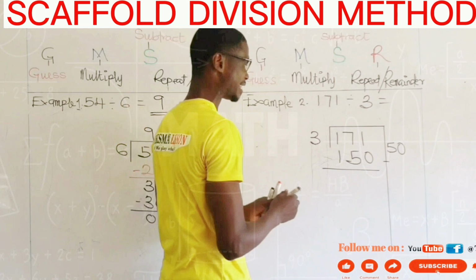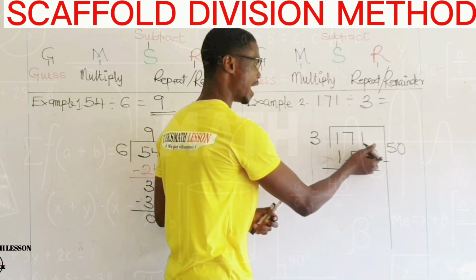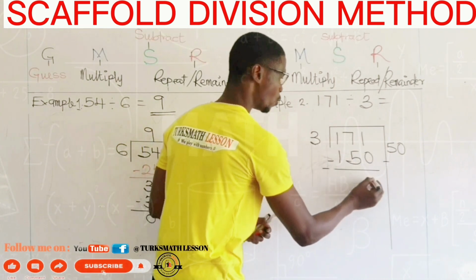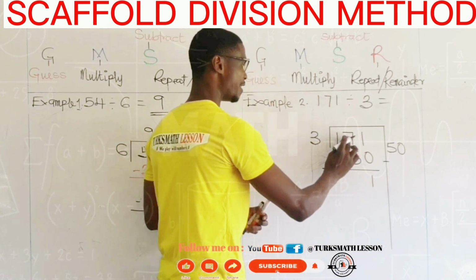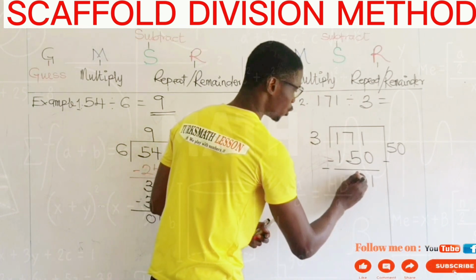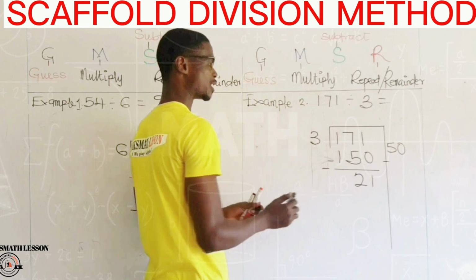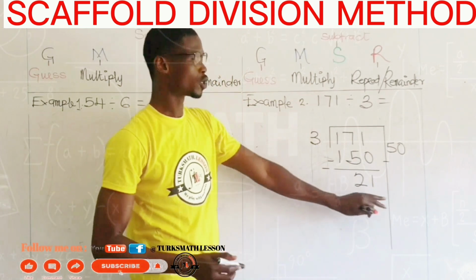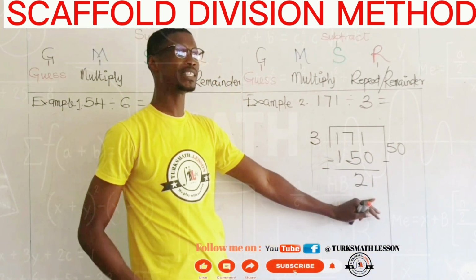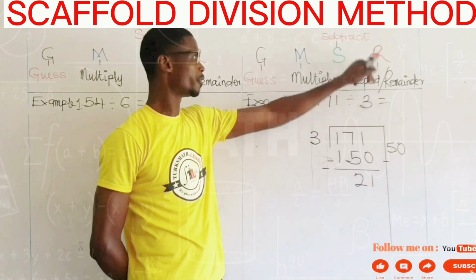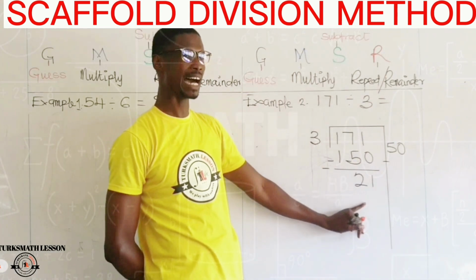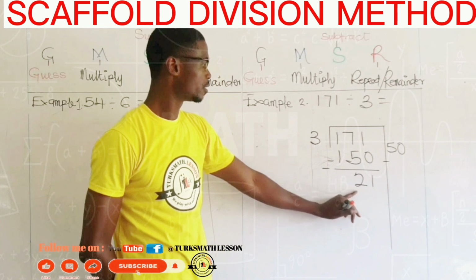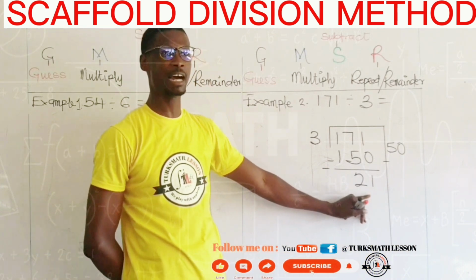Subtract. We'll subtract, right? Yes. 1 minus 0? 1. 7 minus 5? 2. 1 minus 1? 0. So what is the next step now? You are going to repeat the process again, isn't it? Yes. Repeat. We don't have any remainder. Yes, you are going to guess now. Let's guess a number.